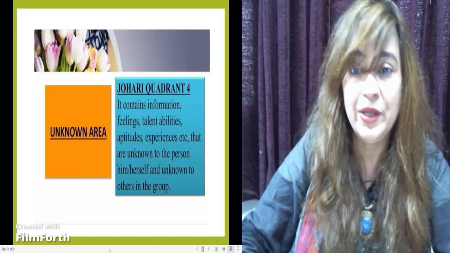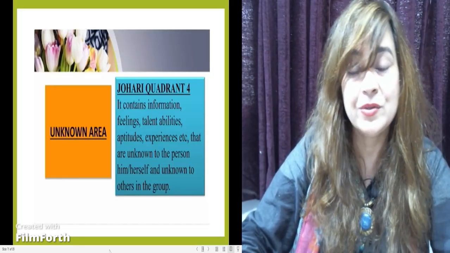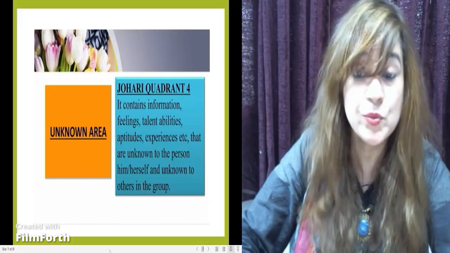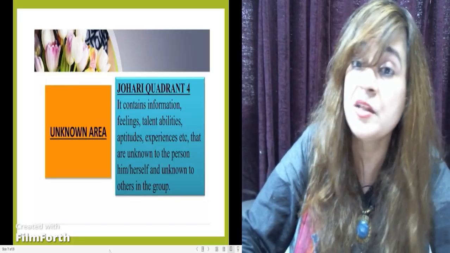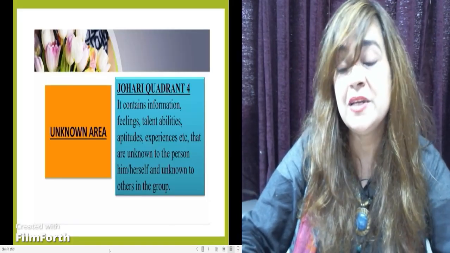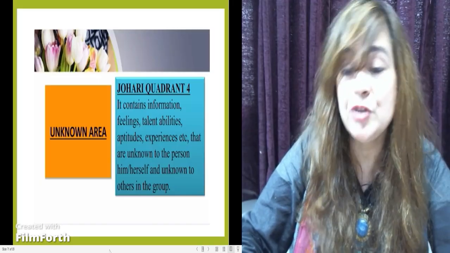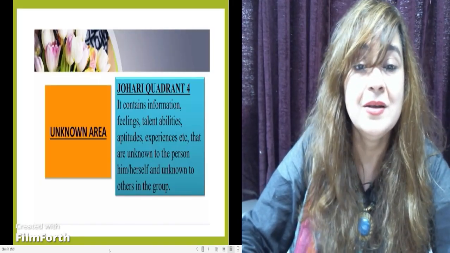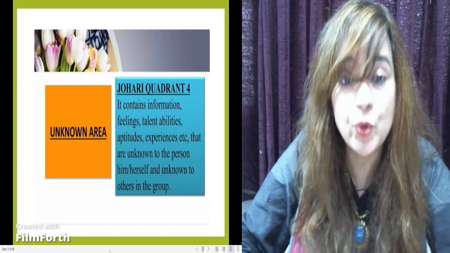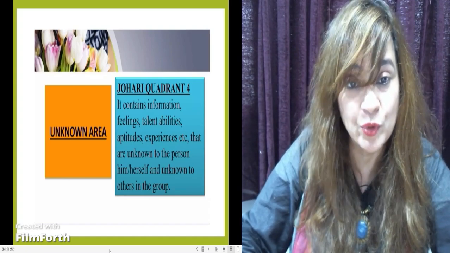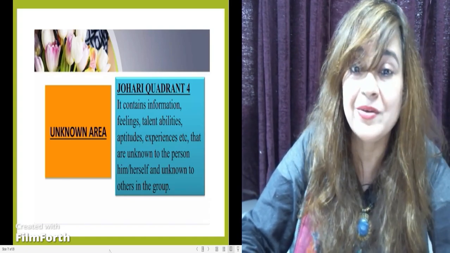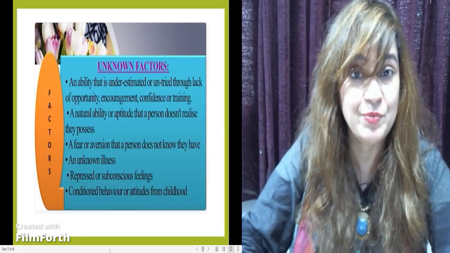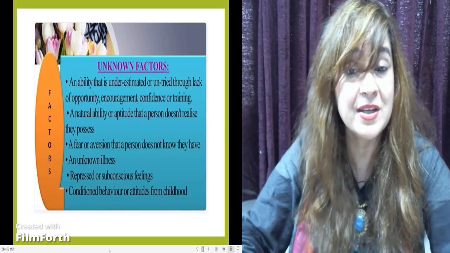Then comes the unknown area. Unknown areas contain information, and it could be your hidden talents and abilities which you are not aware of, and which the other person is not aware of. So basically, once we know these 4 quadrants, we need to work upon our open area. Once we start growing our open area both horizontally and vertically, we'll realize that we've improved, because we need to have open conversation with people. We need to understand what are the things that we lack.